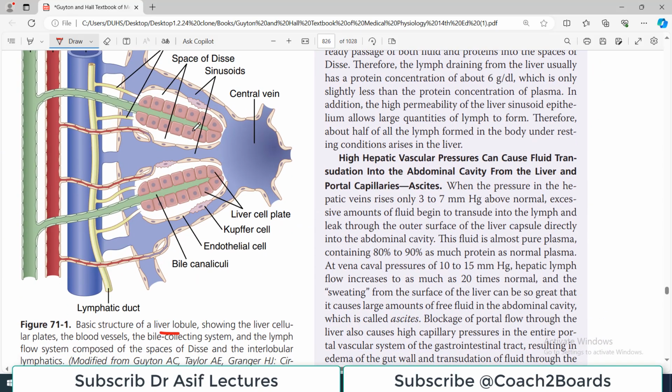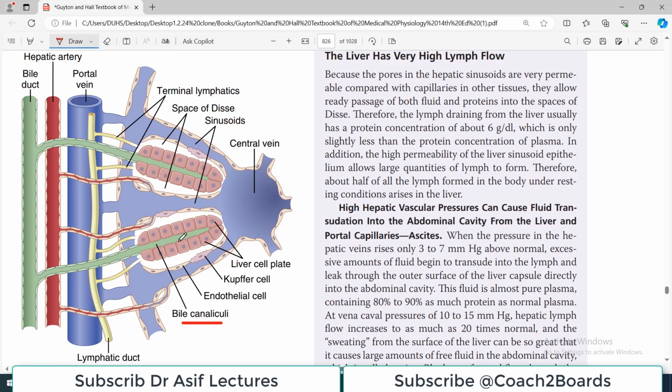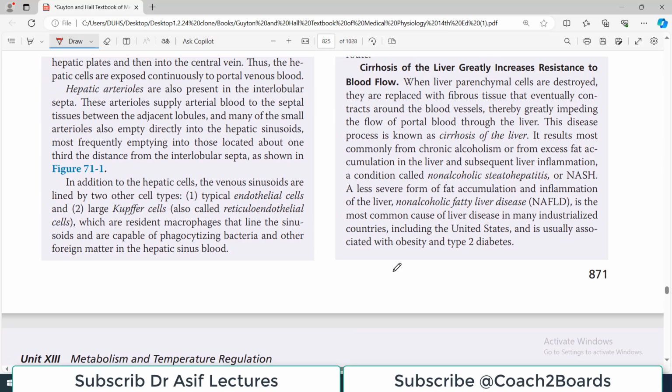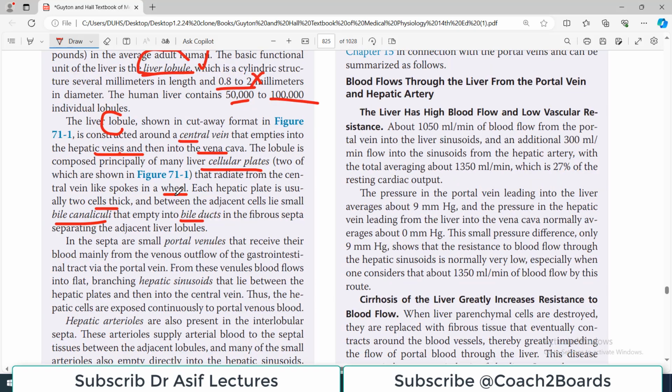So यहाँ पे basically ये जो liver cells हैं उसके बीच में ये little duct is the bile canaliculi, which ultimately goes into the bile duct. So ये liver cells will produce bile, and the bile will follow this direction. Okay, ultimately it will drain into the bile duct.